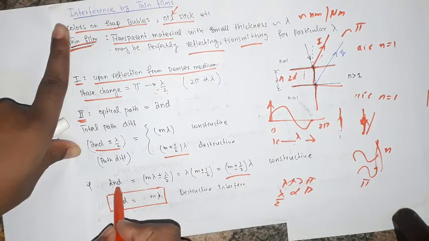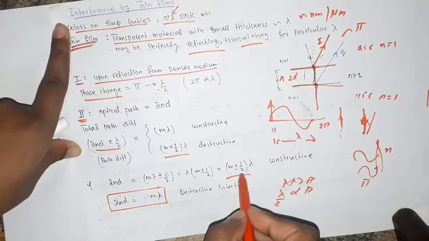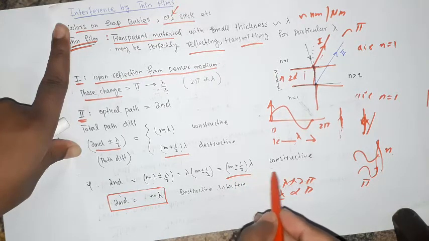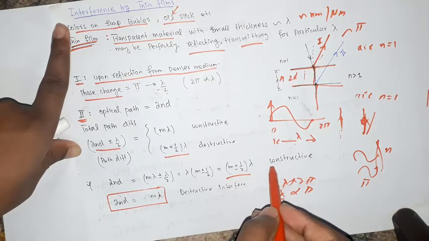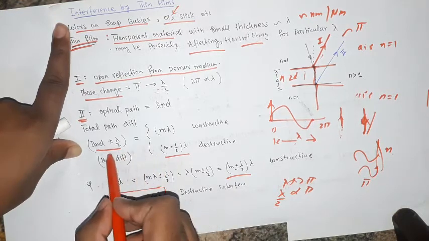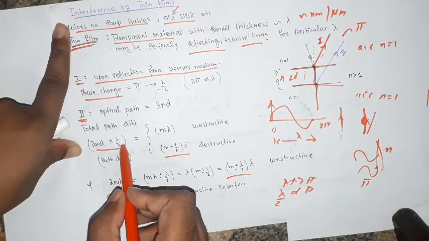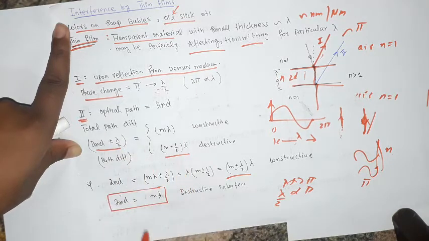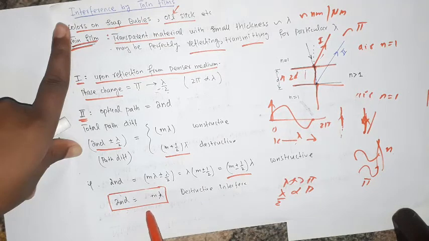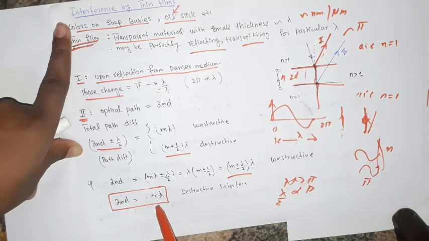So if 2nd is equal to (m plus half) lambda, there will be constructive interference. Similarly, we can shift lambda by 2 to the other side, so this lambda by 2 with this lambda by 2 will cancel out and we will have 2nd equal to m lambda. So if we have the condition 2nd equal to m lambda, there will be destructive interference. These are basically the conditions, and next I will solve some problems on interference by thin films, then it will get clear.